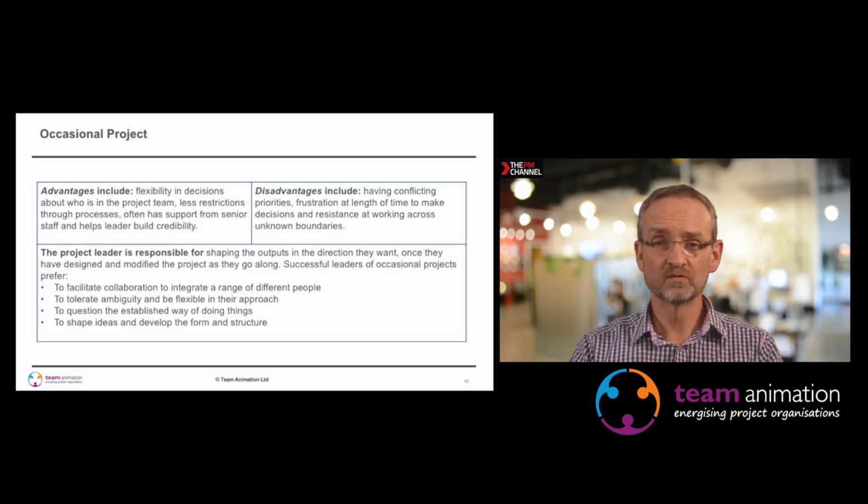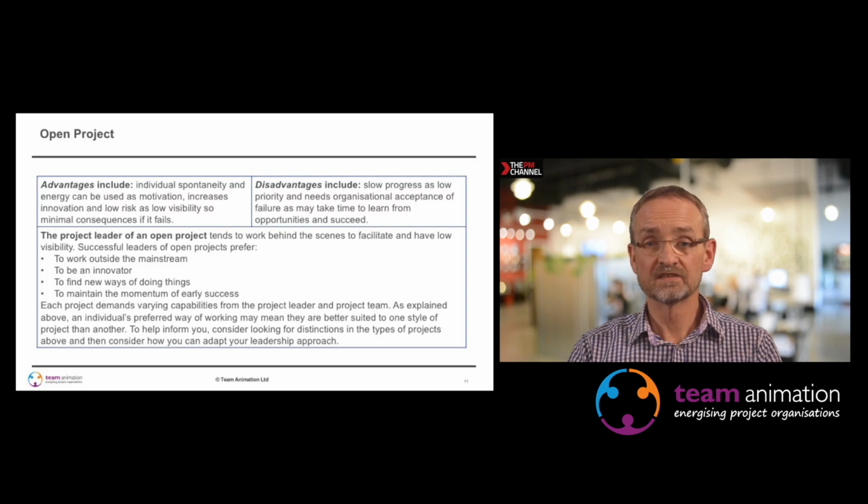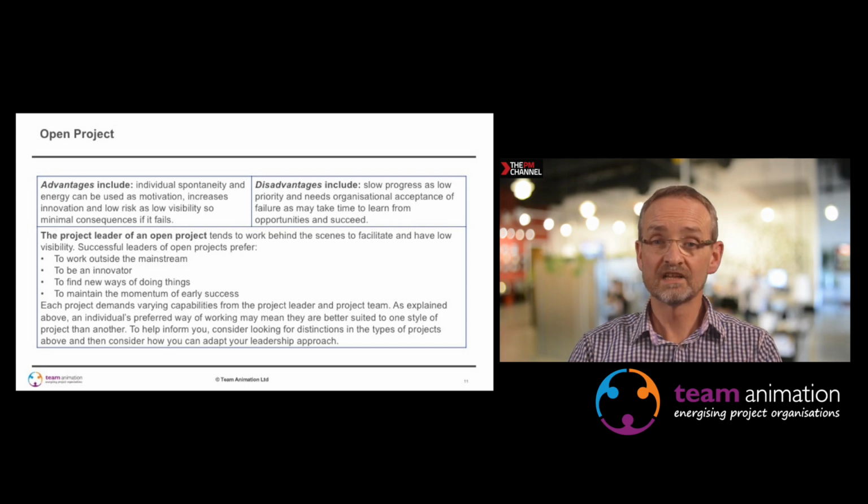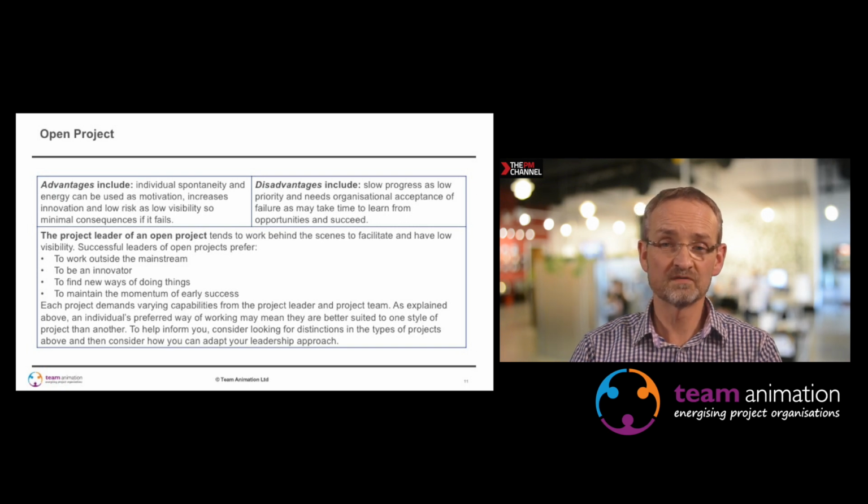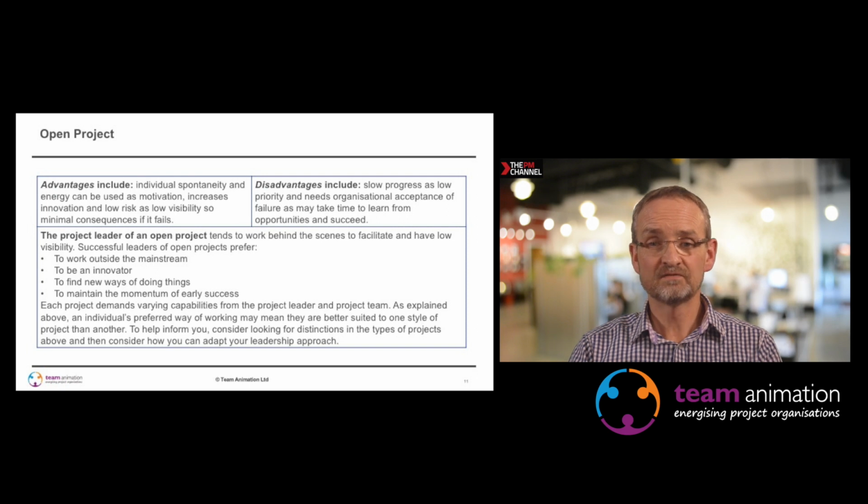And then finally, there's the open project. So the advantages here include the individual spontaneity and energy that can come from these types of projects. There's often an increased level of innovation, low risk and low visibility. So minimal consequences if it fails. And disadvantages, there can be slow progress, low priority because the project is very undefined. And the project leader in open projects tends to work behind the scenes to facilitate and have a low level of visibility. And successful leaders often work outside the mainstream, are very innovative, find new ways of doing things because of the very nature of an open type of project.